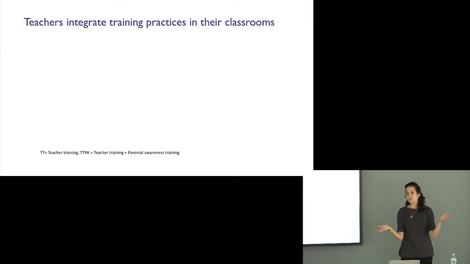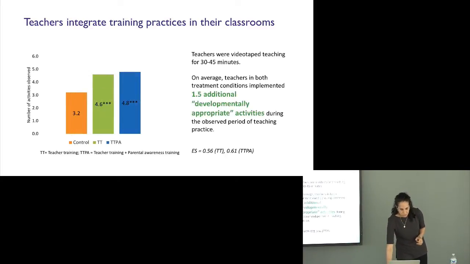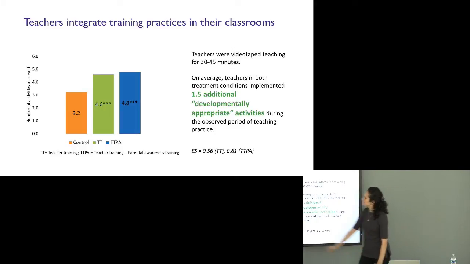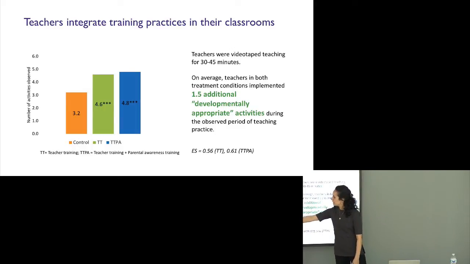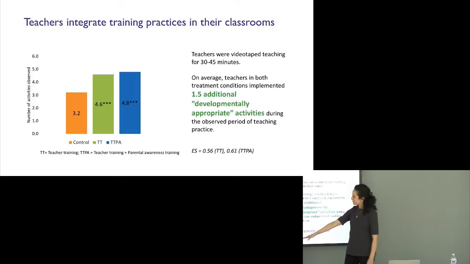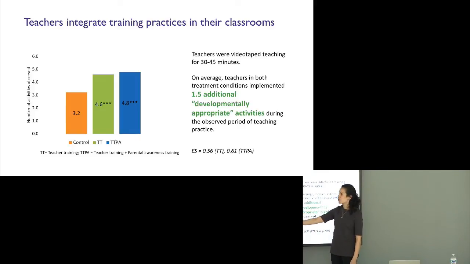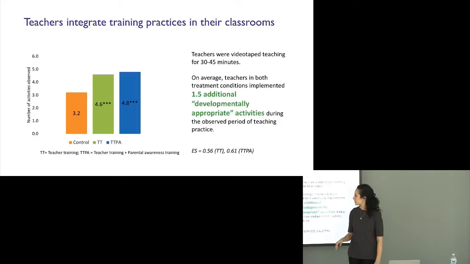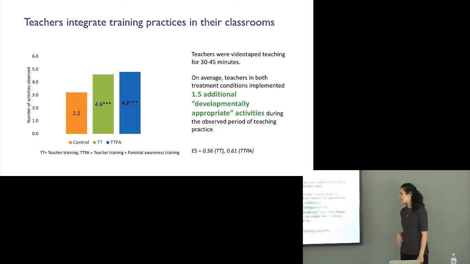Okay, so were teachers doing more of these things? I'm going to show you first at the end of that first school year. What we found was, yes, they are. The orange bar is the control group. TT is teacher training, and TTPA is the teacher training plus parental awareness condition. We see that in both treatment groups, teachers are doing more of these things. These are effect sizes of about 0.6 standard deviations.